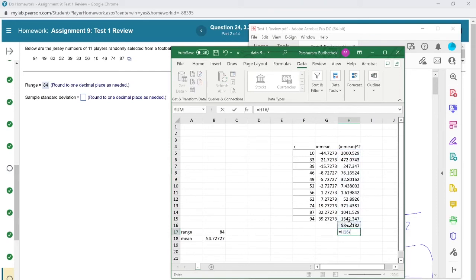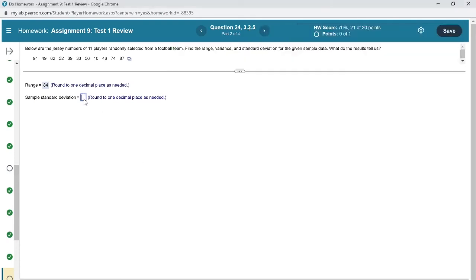And now finally we have to divide this by n minus 1. In this case there are 11 data, so n minus 1 means 10. And then we have to take the square root of this, which is power 0.5. So that is our standard deviation. If we would like to round it to one decimal place, that would be 24.2.